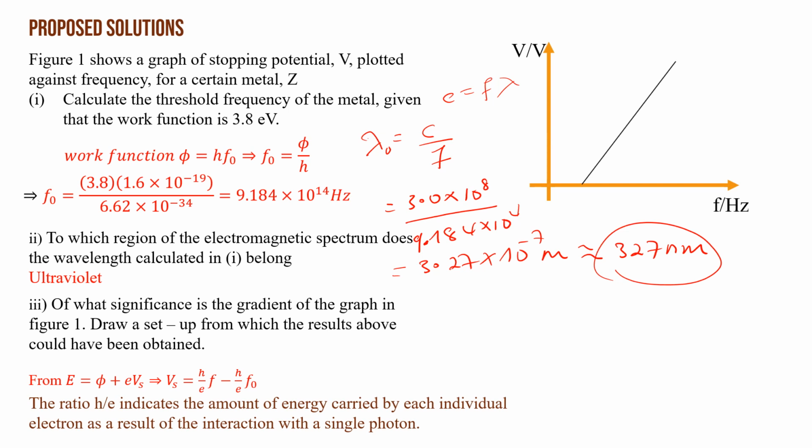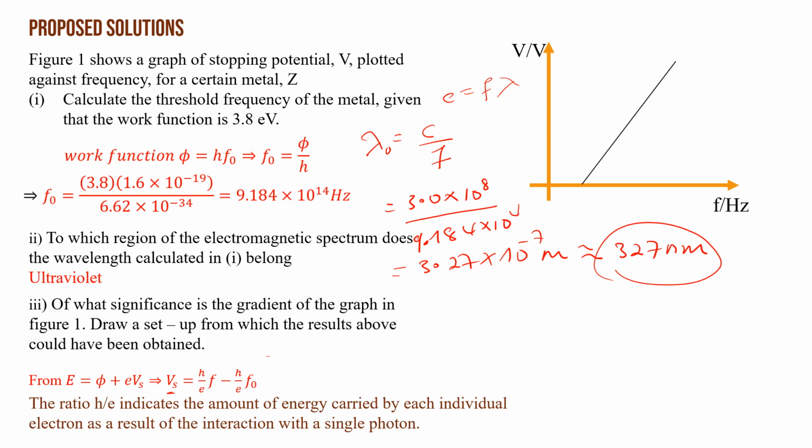Okay, so we saw that the energy which is supplied is equal to the work function plus the maximum kinetic energy, which is also equal to e times the stopping potential. And from here, if we make the stopping potential the subject, the stopping potential Vs will be equal to hf/e minus hf0/e. So it is in the form y = mx + c, and hf0/e will give us the work function. The significance of the gradient is simply the Planck's constant per unit charge.